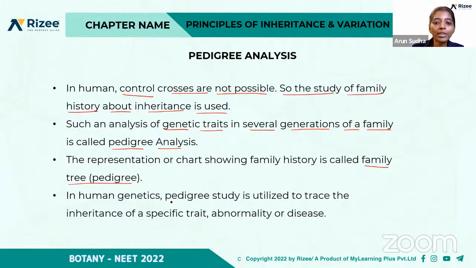So in human genetics, pedigree study is utilized to trace the inheritance of a specific trait, abnormality, or disease. If a particular disease is transmitted from parent to progeny, they analyzed the previous generations, how they were, whether any symptoms were there, and about the particular disease. That helped to analyze genetic diseases. So it is used to trace the inheritance of a particular trait.